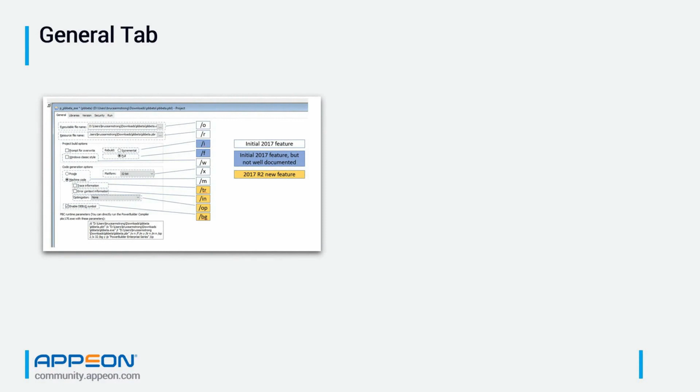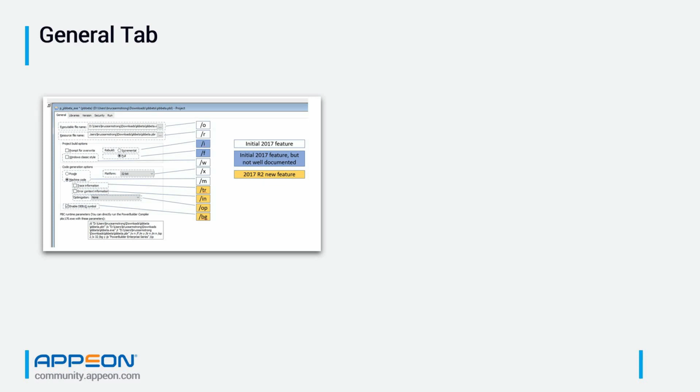So here's the General tab, and I've color-coded this. White indicates this was a feature that was supported back in the initial release: the executable file name, the resource file name, whether or not it was Windows Classic style or the new style controls, whether you were compiling for 32-bit or 64-bit, whether you're doing a machine code compile. There were a couple of other options here that were supported in the initial release but weren't mentioned in the documentation. And that's whether or not you were doing an incremental or full rebuild.